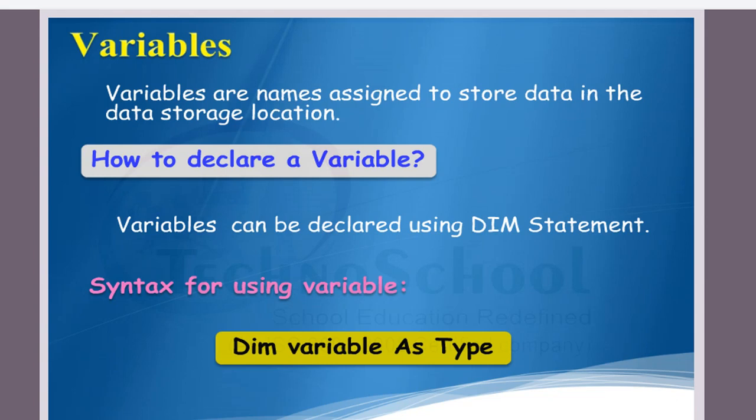So the next thing is declaring a variable. How are we going to declare a variable? Fine. A variable can be declared in a program using the Dim statement. So this Dim, D-I-M, right? The Dim statement specifies the name and data type of the variable that is declared. So the syntax is Dim variable As type. So this is the syntax for the variable.